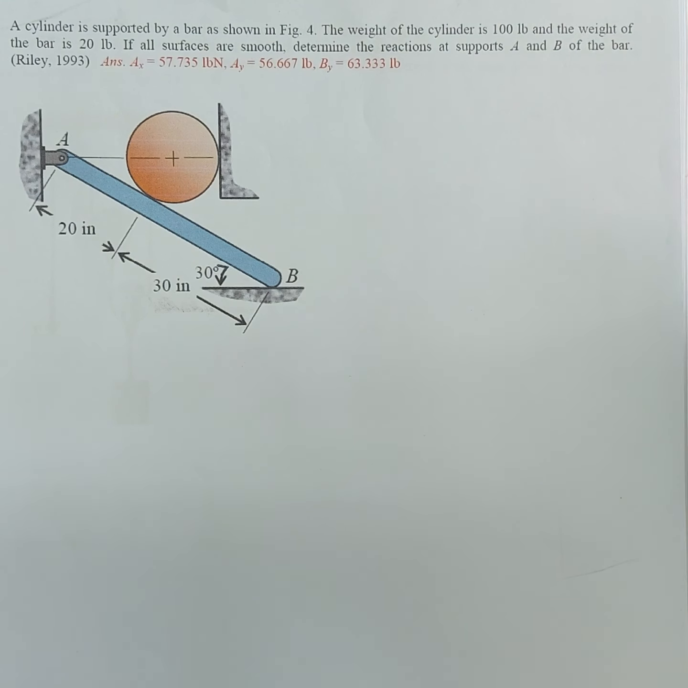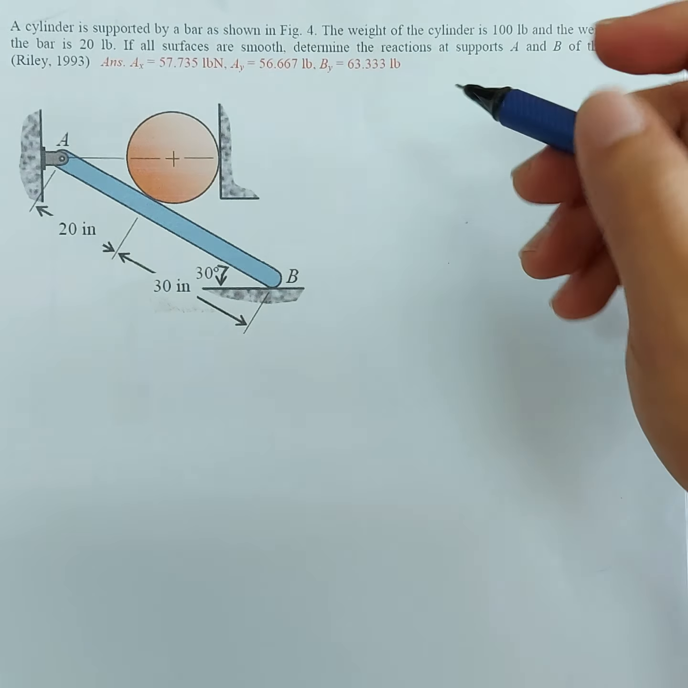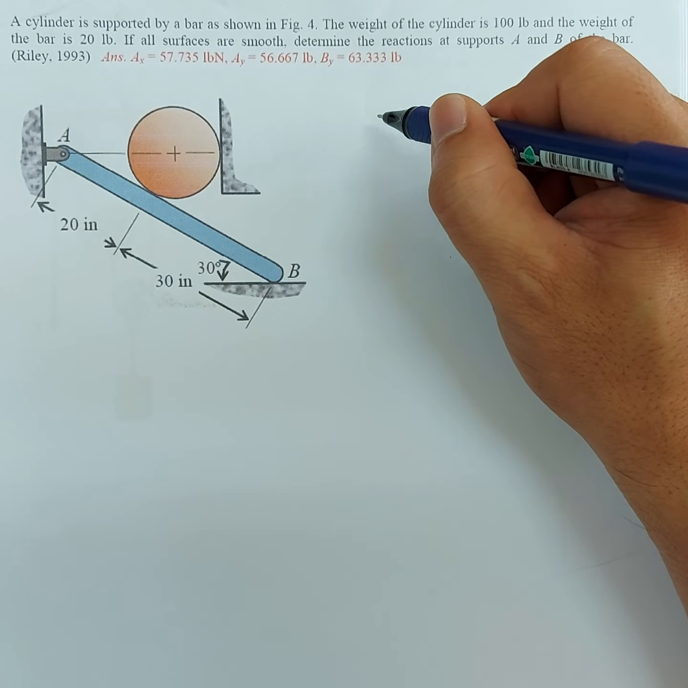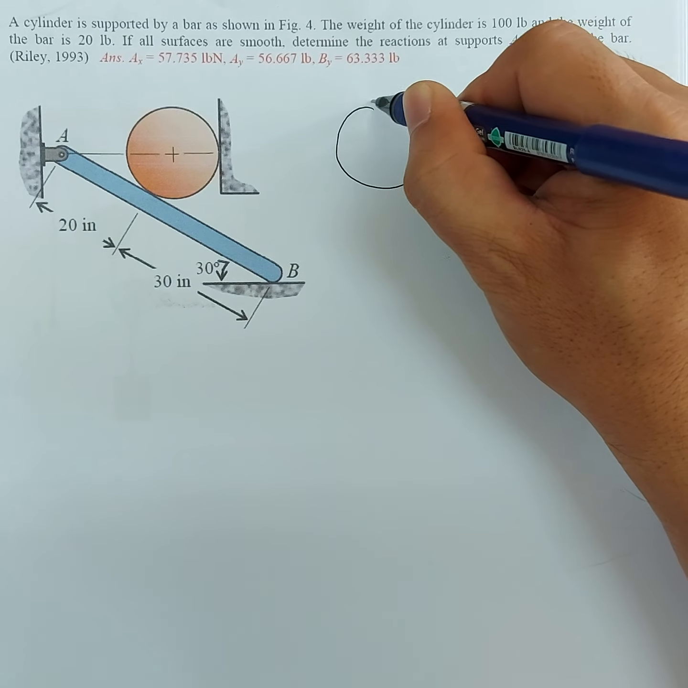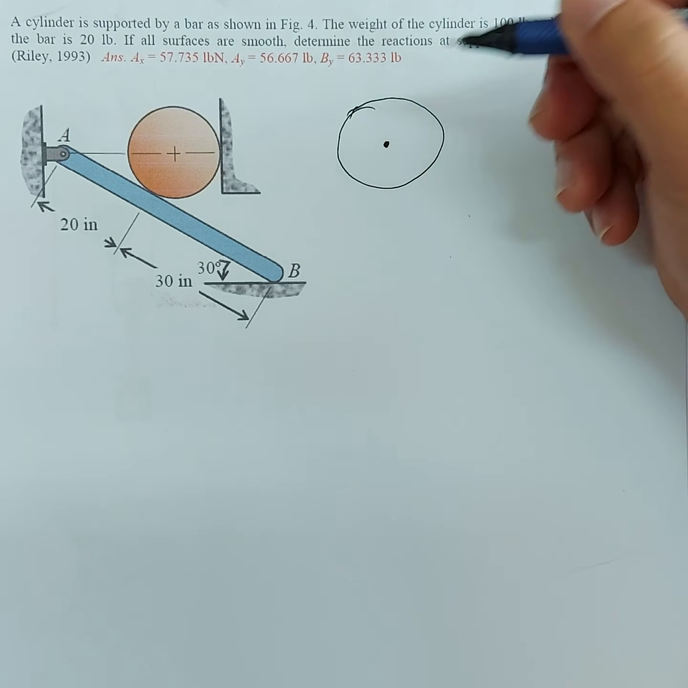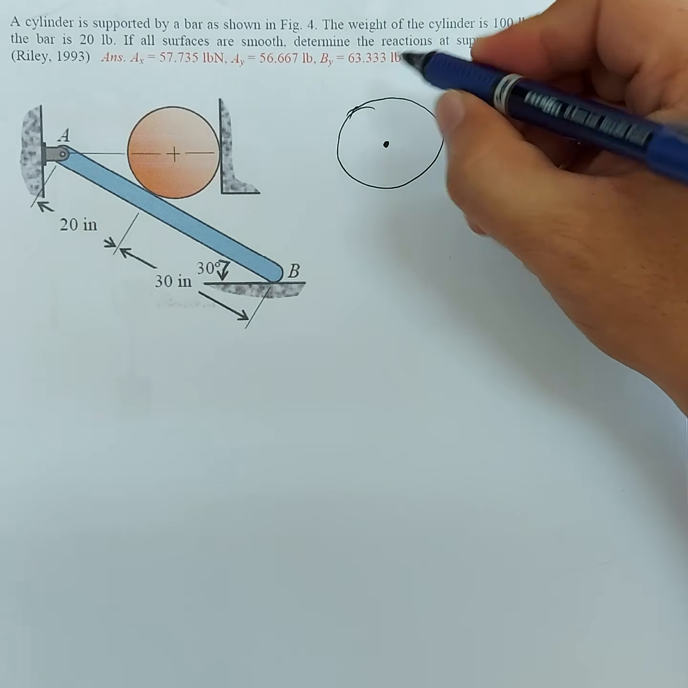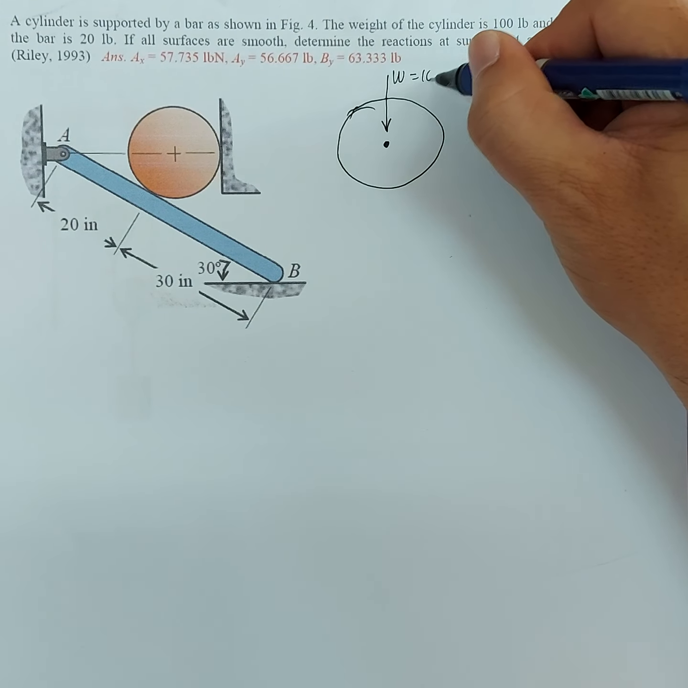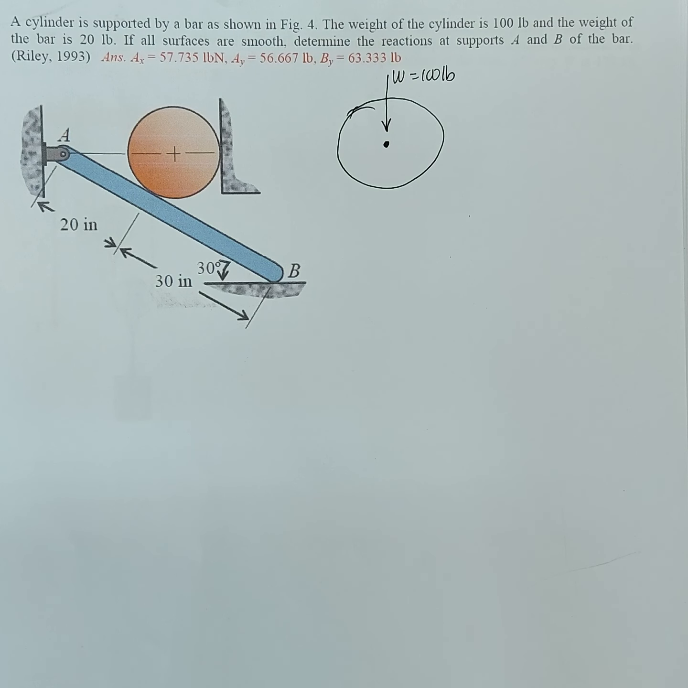So let's draw the free body diagram para mas maintindihan natin. So i-separate natin yung cylinder. Maybe I'll just draw it here. Alright. So, ano yung mga forces acting dun sa may cylinder? Of course, meron tayo. So, this would be the center of the cylinder. So, nandyan yung line of action ng weight natin. So, given yung weight ng cylinder na 100 pounds.